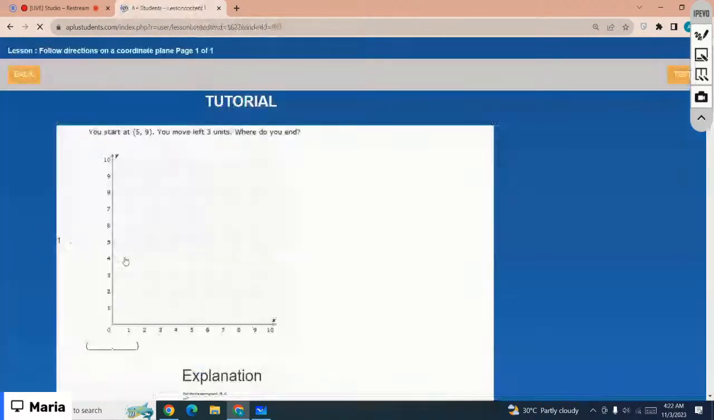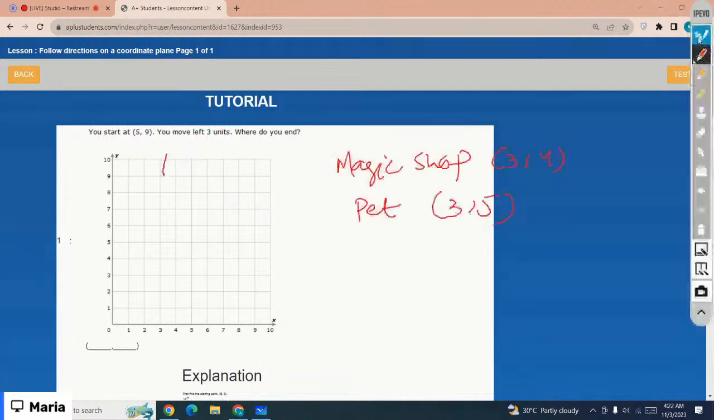Okay, you start at 5 9, you move left 3 units. Where do you end, right? Okay, you are given the directions you have to follow. Okay, start with 5 9. X is 5, Y is 9. Hold on. Okay, here is X 5 and Y 9. Here it is, right? I'm going to start from here.